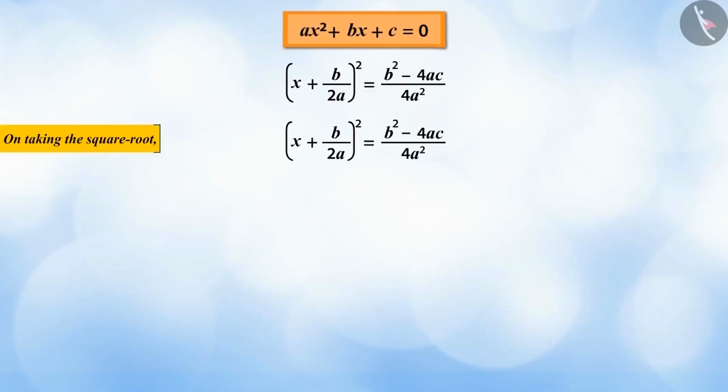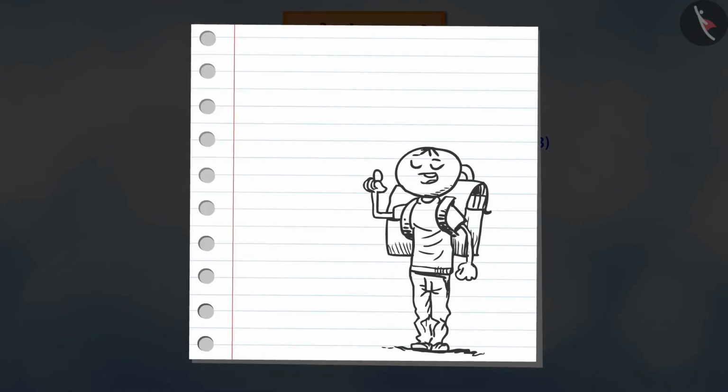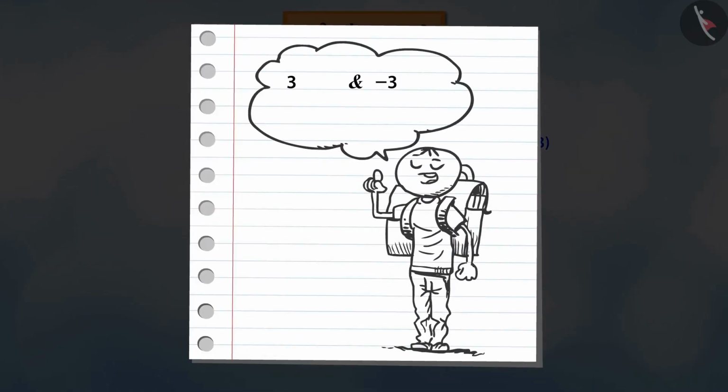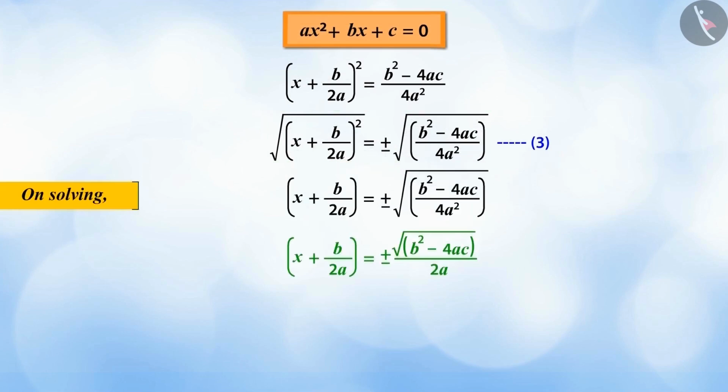We find the square root of the equation, keeping in mind that on the right side of the equation, we put a positive and negative sign. Because when we square 3 and negative 3, we get positive 9. But when we take the square root of 9, then positive and negative 3 are obtained. So on solving equation 3, we get this equation.